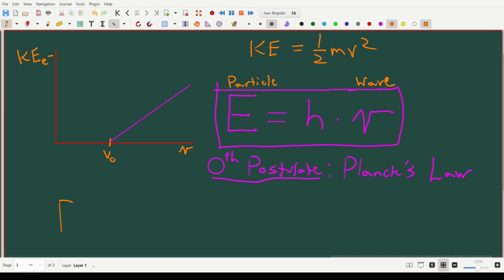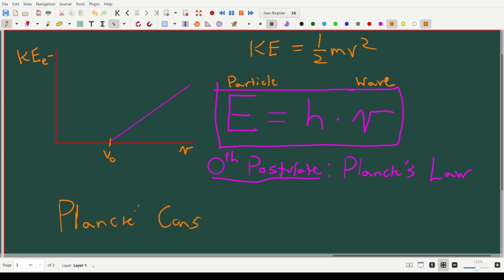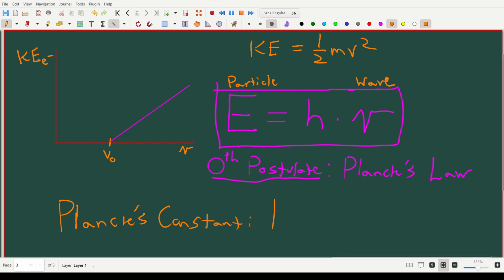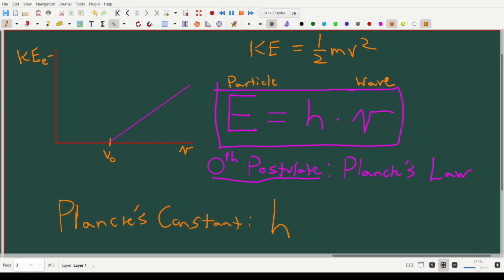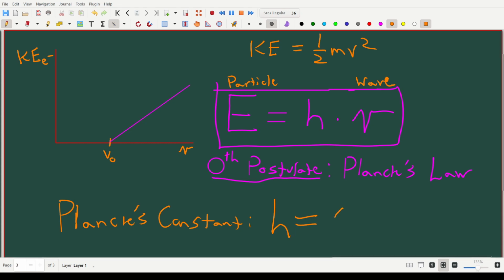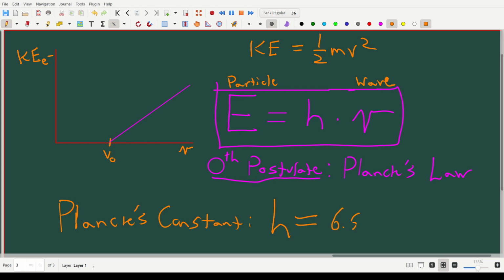This is what's called Planck's constant, the Planck constant. And it's called H, so I called it H. And it has a fixed value now in SI. It's fixed to a specific number, doesn't have an uncertainty. It's 6.626.